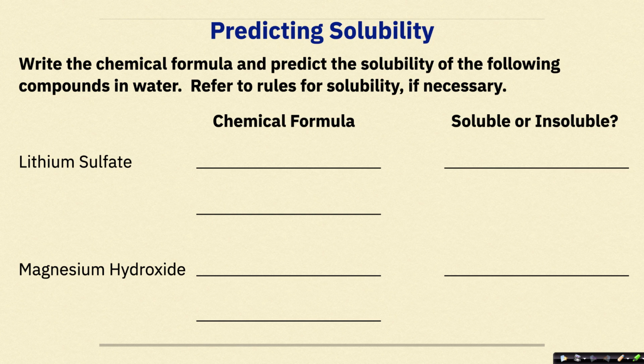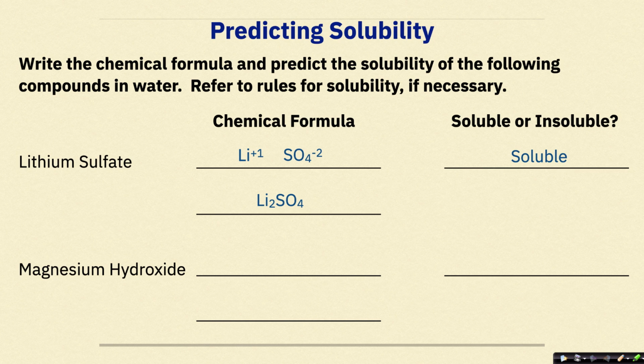So the first thing that we need to do is write our chemical formula. Lithium sulfate. Well, if we look at lithium sulfate, we know that our positive ion will be Li+1, our negative ion will be SO4-2, and if we cross down our 2 and our 1, remembering no positives, no negatives, no 1s, the formula that we're going to have is Li2SO4. Knowing that all group 1 metals are soluble in water, that means that this is going to be obviously soluble.